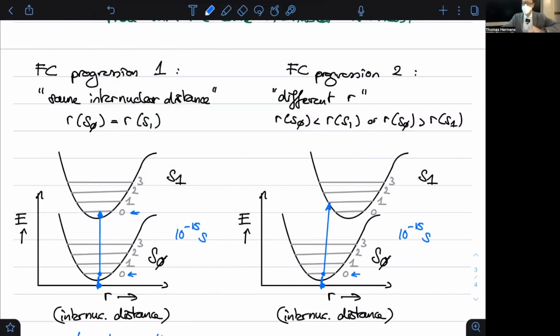So where do I end up? Oh, sorry, I didn't draw it very well. Sorry, this is difficult to do live. I'm going straight up, supposedly. And in this case, I'm actually going to the second vibrational level of the excited state with absorption. Okay. So what will happen?